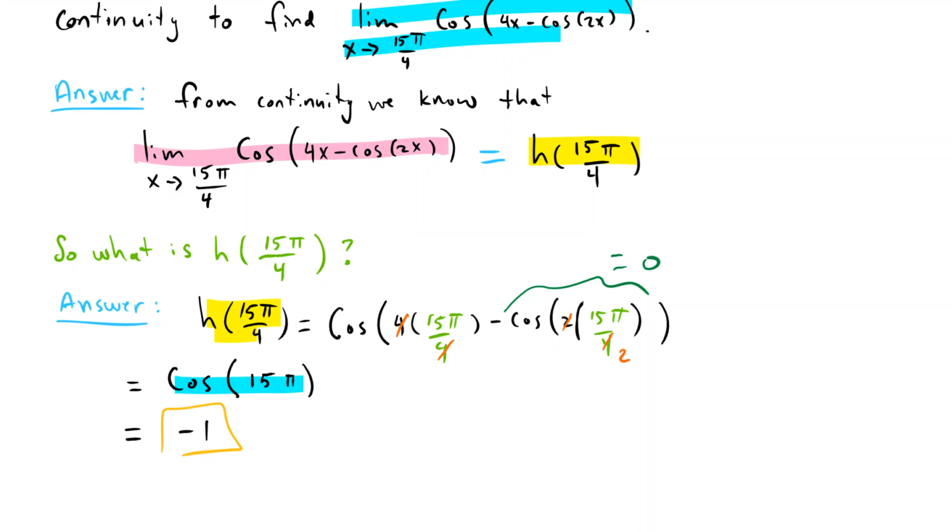So we're done. We've found both of the things we were trying to find. We found the limit of h as x approaches 15 pi over 4, and we found out if h was continuous at 15 pi over 4.